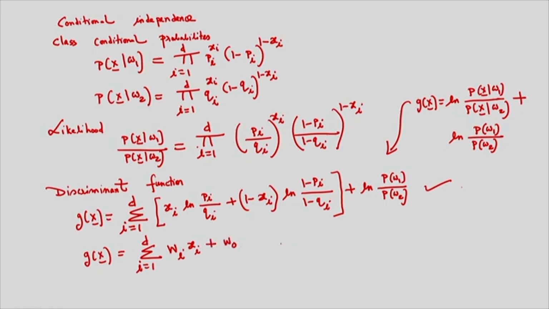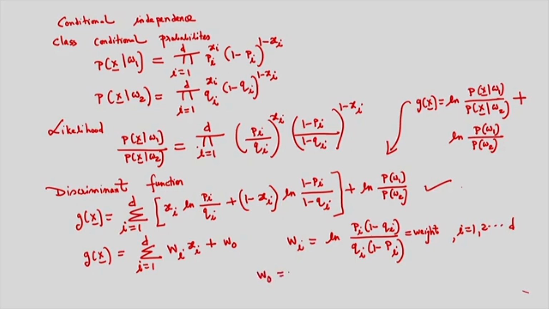So what is wi? Wi is nothing but ln of the expression, and that is the weight. Wi is the weight, where i is equal to 1 to d, because we are considering the d-dimensional case. It is like this. And W naught is the bias. This is the bias.